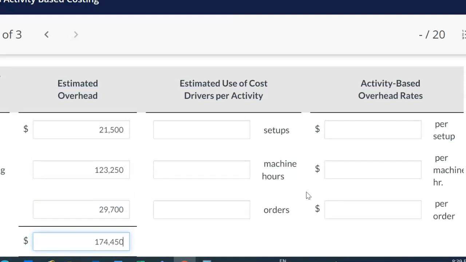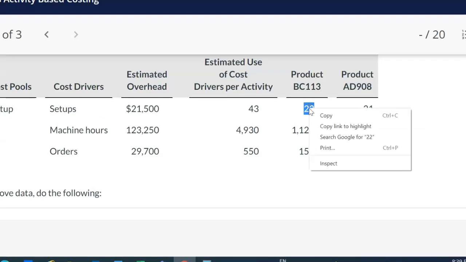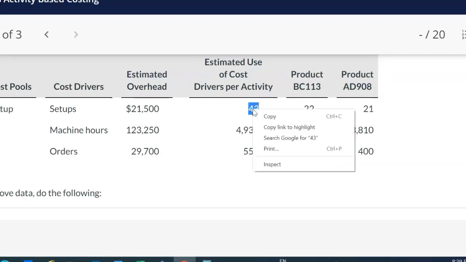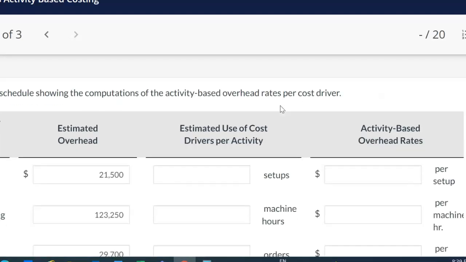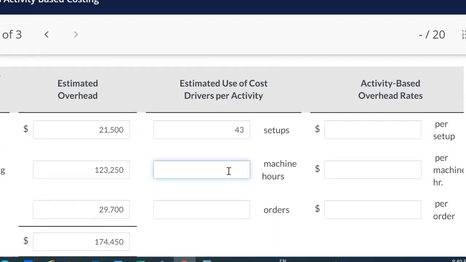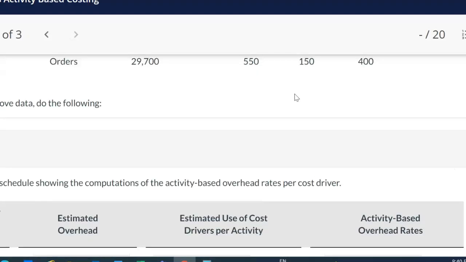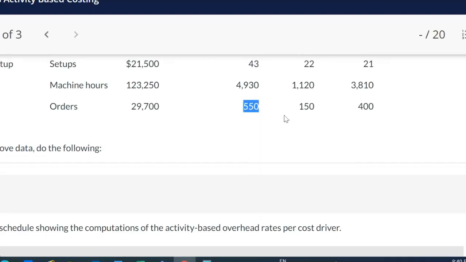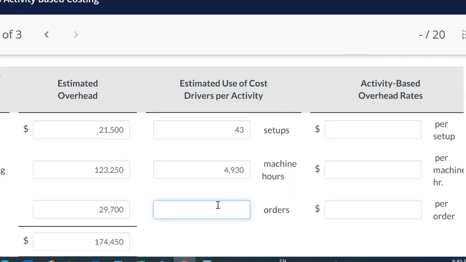All right, now go up. It says estimated use of the cost driver. Well, we've got that. No, this one. Oh, yeah, you need the total here. To get the rate, you always need the total. There's where you're going to make your mistake. That's why I'm doing this problem. You get that total. Make sure they don't trip you up like that, whoever sets up your exam.